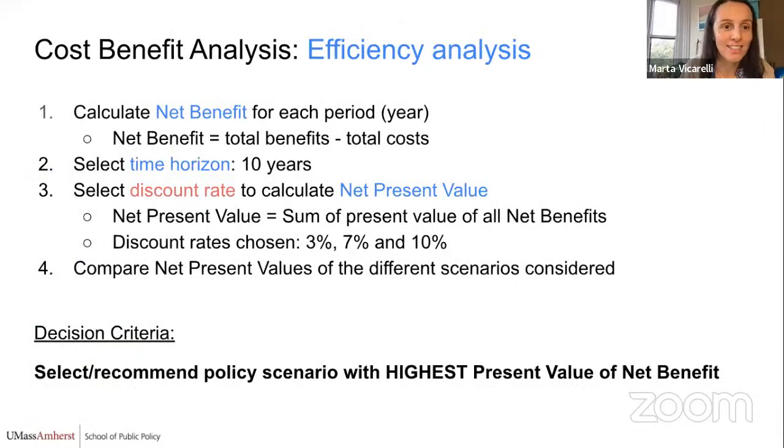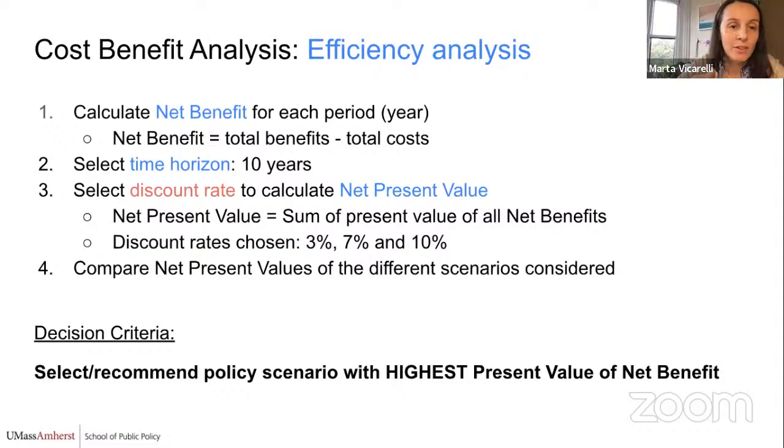Maybe I'm going very fast. I'm going to slow down a little bit. We calculated the net benefits for each time period. The net benefits are just the difference between the total benefits and the total costs. And we analyzed this over a 10-year time horizon. In order to perform a cost-benefit analysis, we need to calculate the net present value.